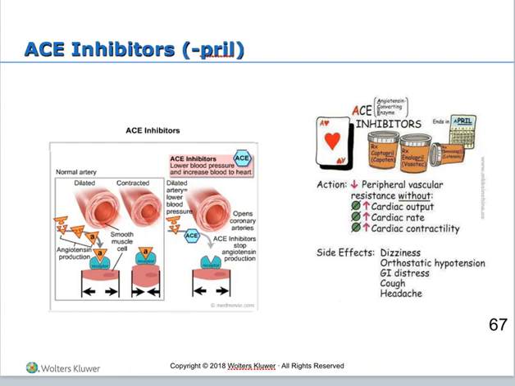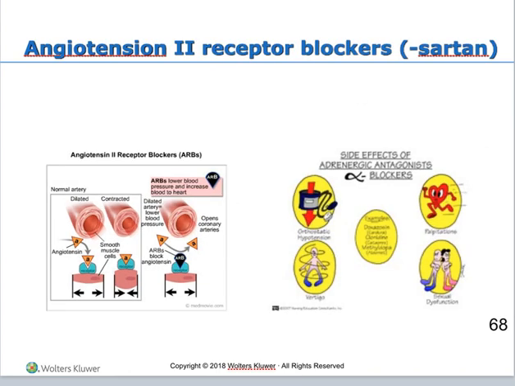If your patient has a dry, nagging cough, it can be so bad that they need to go off of this medication. And if they need to go off this medication, what we usually switch them to is the angiotensin 2 receptor blockers. Because they affect a different part in the cascade, they don't have that side effect of the dry, nagging cough. These are a newer generation of drug, so they are typically a little bit more expensive. But there are generics available still.